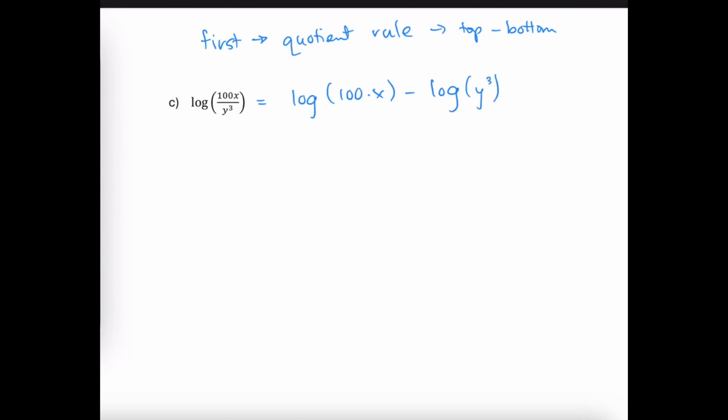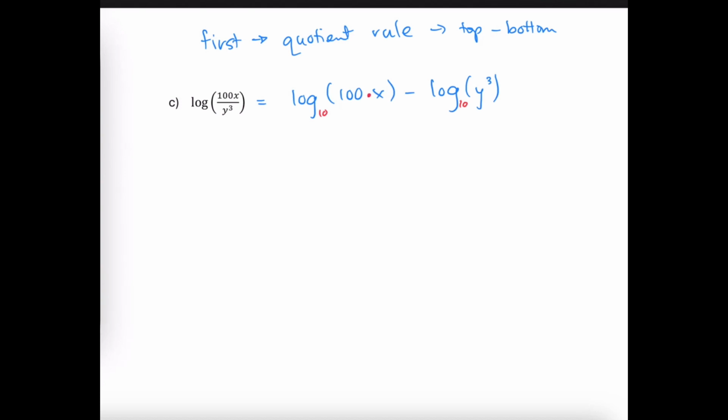Now, let's make mention of the fact that this is log with no written base, which means that the implied base is 10. Of course, the shorthand would be to leave off the base, but there is a base of 10. It's just not a written base. Now, we're going to look into each of these individual logarithms to see what else I can do.